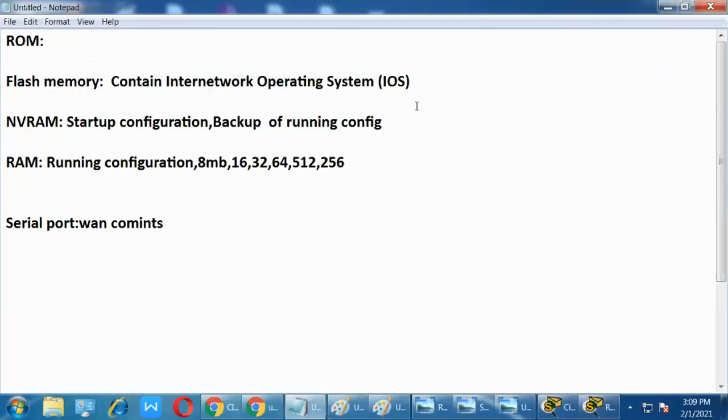So IOS is nothing but an operating system. So where is it stored? In the flash. Okay. So what is the operating system? Same like that, 8 MB, 16 MB, 32 MB, 64 MB, 256 MB, that is the operating system size. So this is called flash.